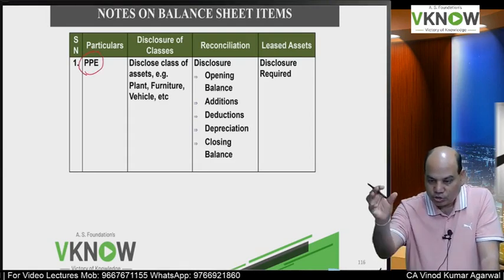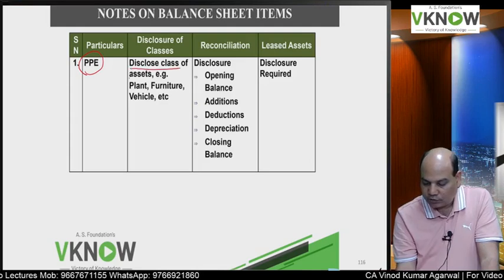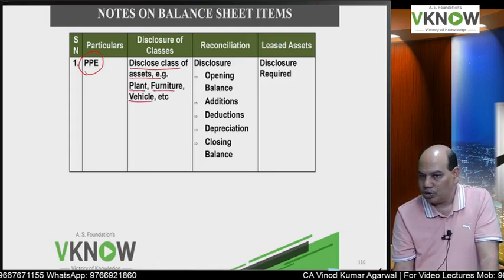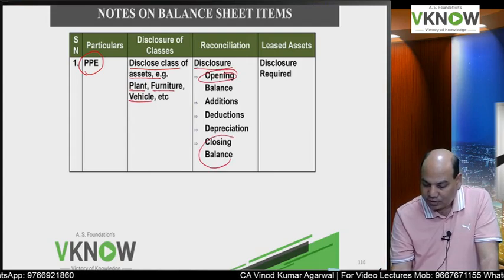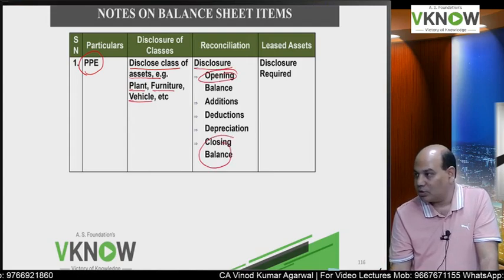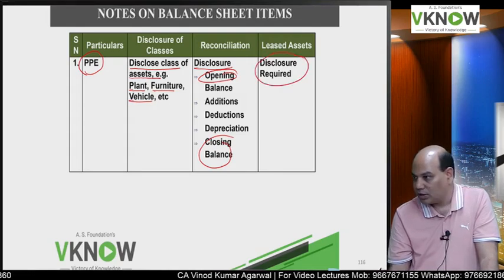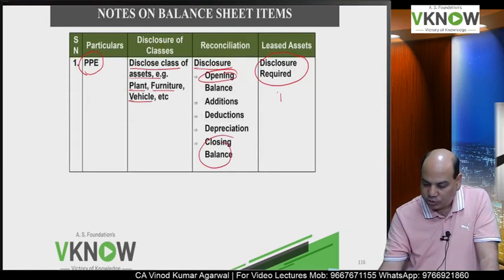What are the disclosures to be given in the notes? For PPE items, you have to disclose the class of asset, for example plant, furniture, vehicle, computer. You can't mix all of them. And you have to give a reconciliation starting from opening balance, addition, deduction, depreciation, closing balance. Same disclosures are required for leased asset also. For leases, we also have to refer to the disclosures given in Ind AS 116.